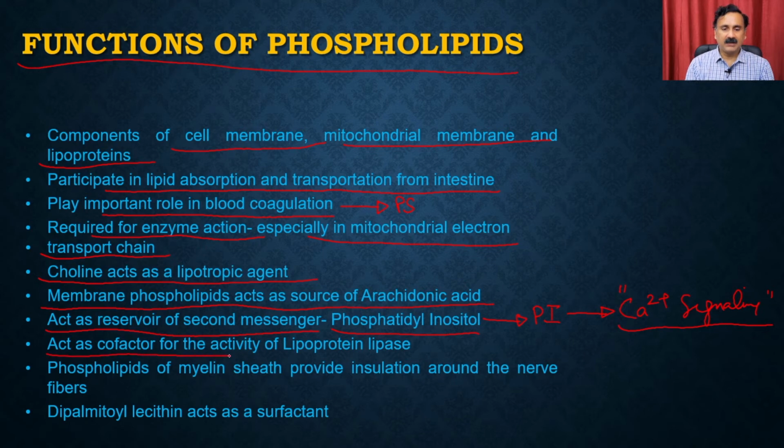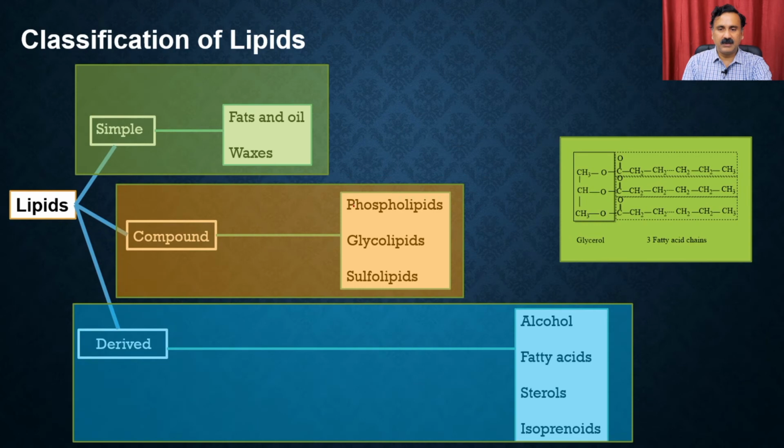It acts as a cofactor for the activity of the lipoprotein lipase, and the phospholipid of the myelin sheath provides the insulation around the nerve fibers. The dipalmitoyl lecithin acts as a surfactant, which means it is going to function as a detergent. So these are the things we have discussed about the phospholipids.